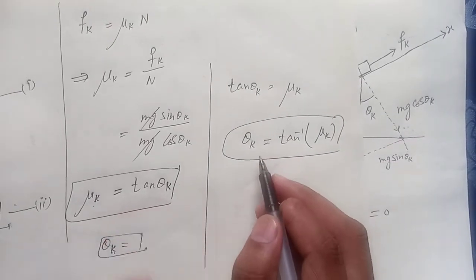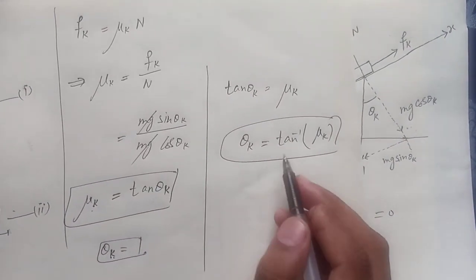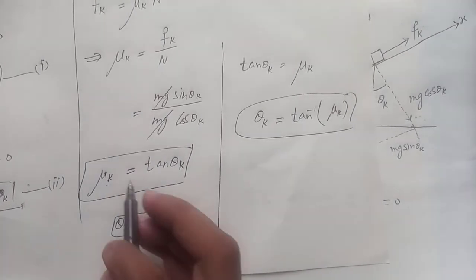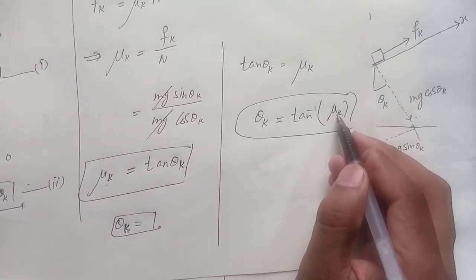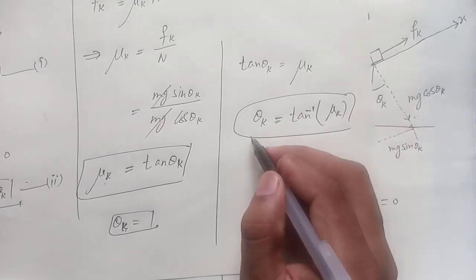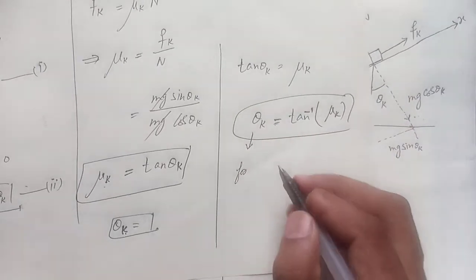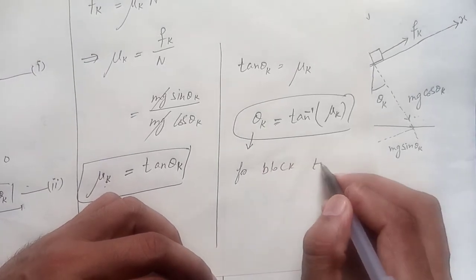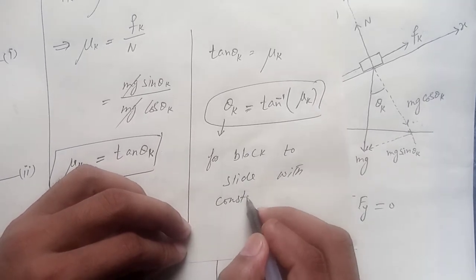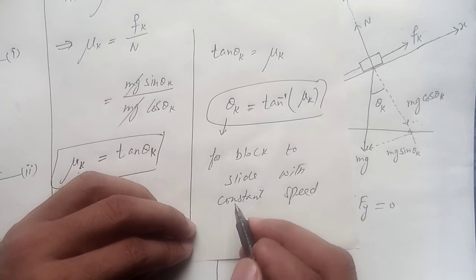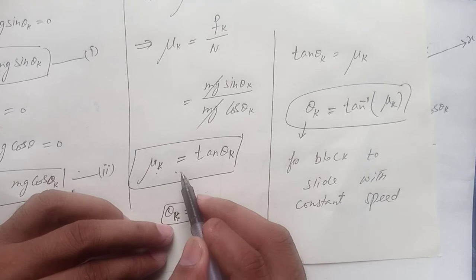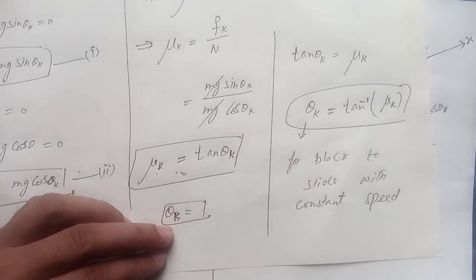So these two results are very important, and you should note these results. If the angle of inclination theta k is given, then we can find mu k. If the coefficient of kinetic friction mu k is given, then we can find the angle of inclination theta k, and this is the angle for the block to slide with constant speed. So this relation is also derived for the block to slide with constant speed along an inclined plane.